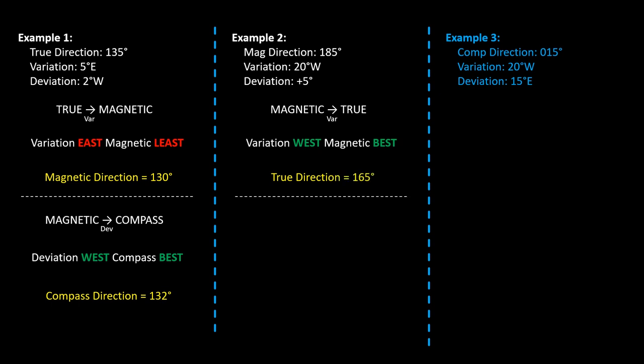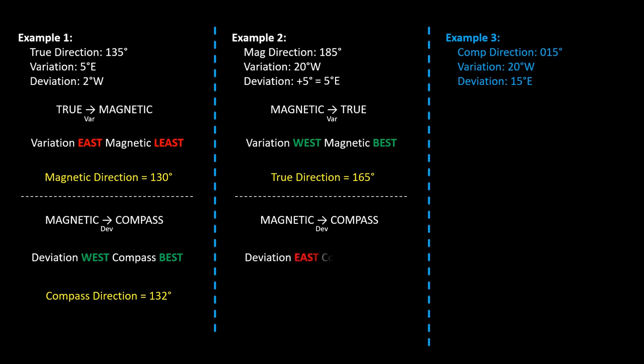Next, we need to convert magnetic direction into compass direction using deviation. We were given deviation of plus 5 degrees. Plus 5 degrees is equal to 5 degrees east. For variation and deviation value, plus represents east and minus represents west.